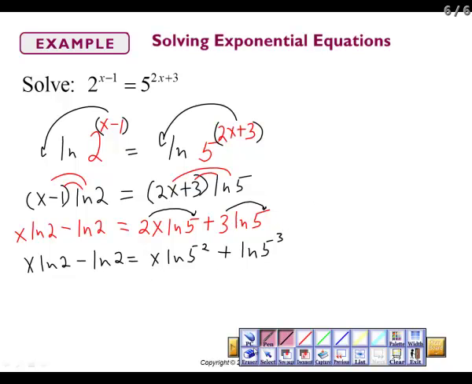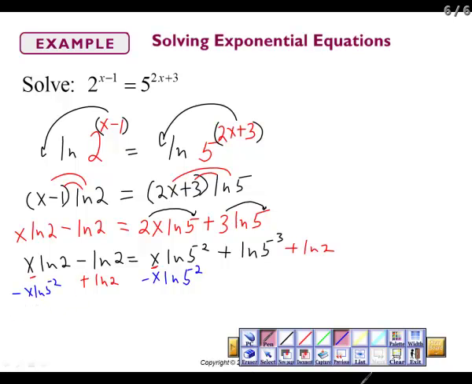Okay, we still have a problem in that we've got two x's, and we want to go from two x's to one x. So what do you think we have to do at this point? You should have said we need to get them over to the same side and combine like terms. So we apply a plus natural log 2 to get that over to the other side, and a minus x natural log 5 squared.